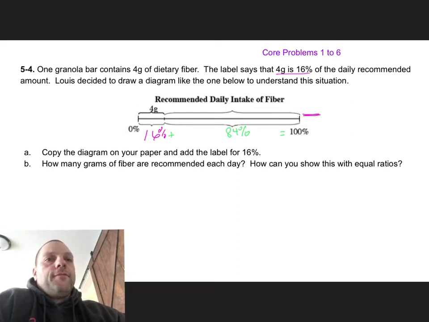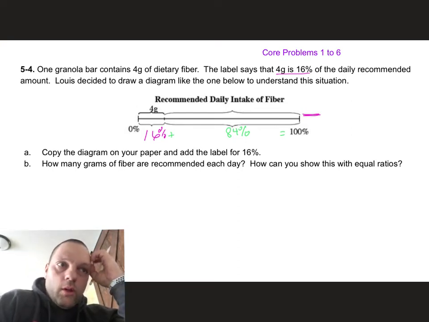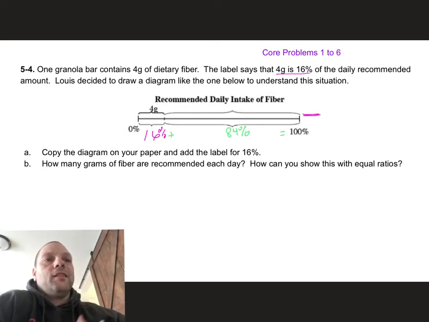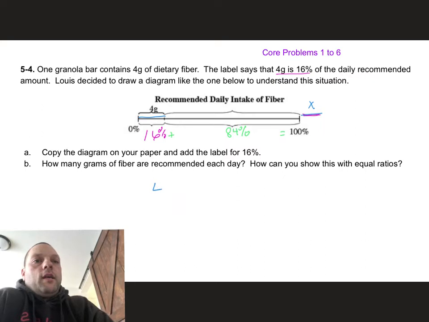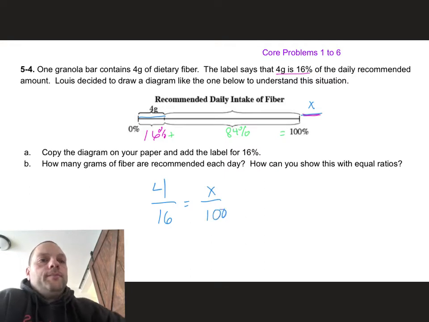If I'm trying to figure out what the total amount is for the entire day, how many grams of dietary fiber I should consume for an entire day, well, then that value would just be X. So essentially I have a proportion that's set up. I have 4 over 16 is equal to X over 100. So if I write that down, 4 over 16 is going to equal X over 100.